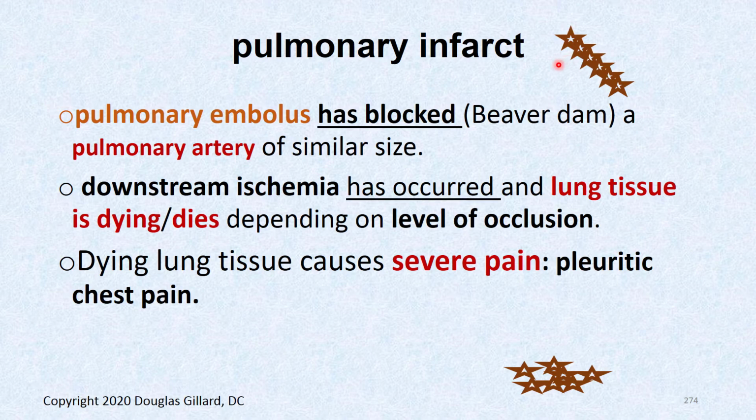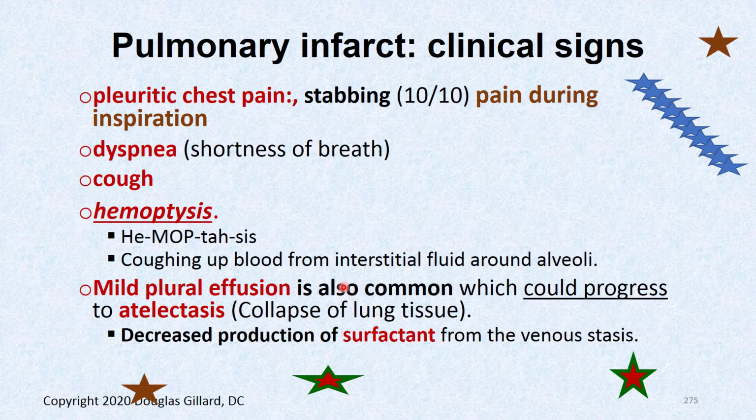Okay, pulmonary infarct. So that means that the pulmonary embolus blocked an artery, as we described, kind of a beaver dam situation, and it killed the lung tissue. So pulmonary infarct is not caused by the venous side, but it's caused from the beaver dam compressing adjacent blood vessels. Severe pleuritic chest pain with these things.